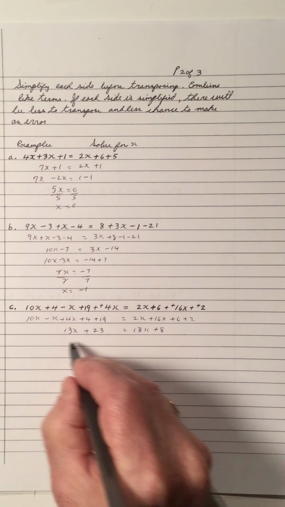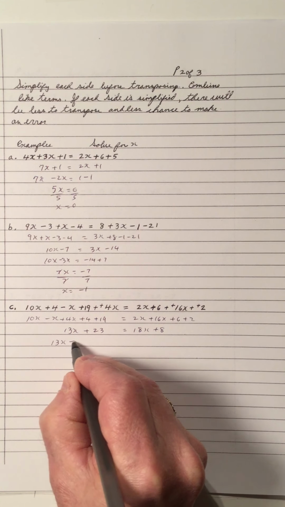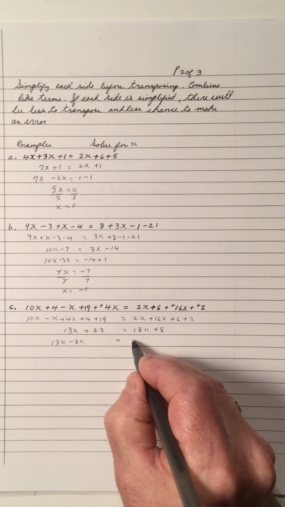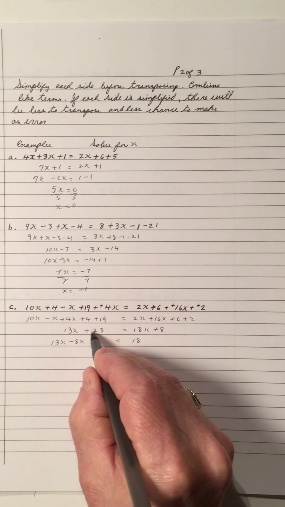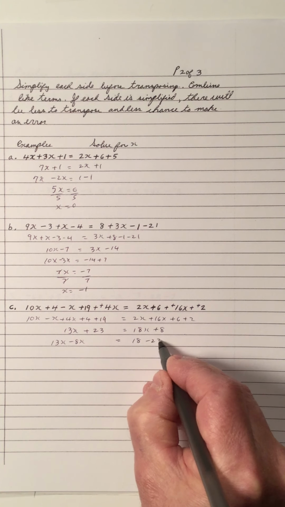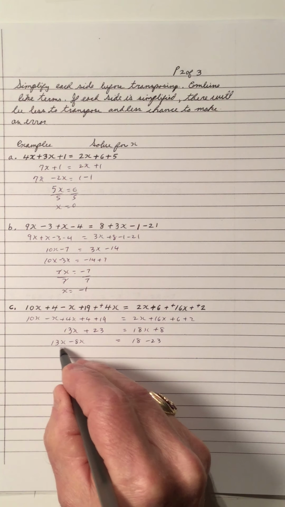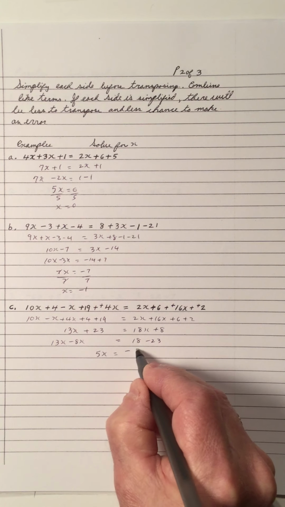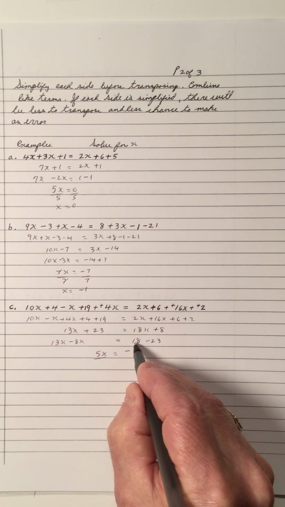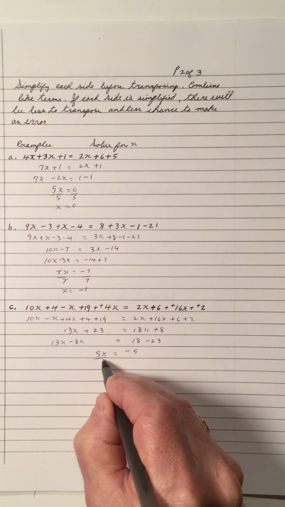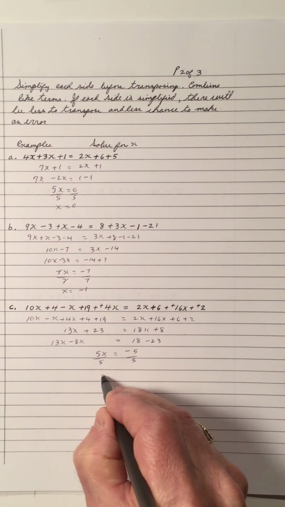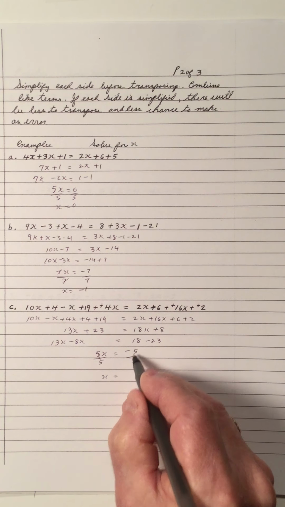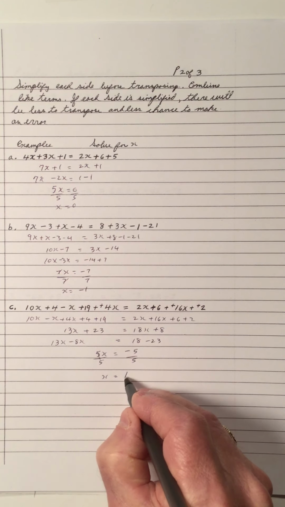Now the plus becomes a minus. And the plus 23 becomes minus 23. Simplify, and I get 5x and a negative 5. 18 subtract 23 is negative 5. Divide both sides by 5. The 5's cancel to get the 1. Negative 5 divided by 5 is negative 1.